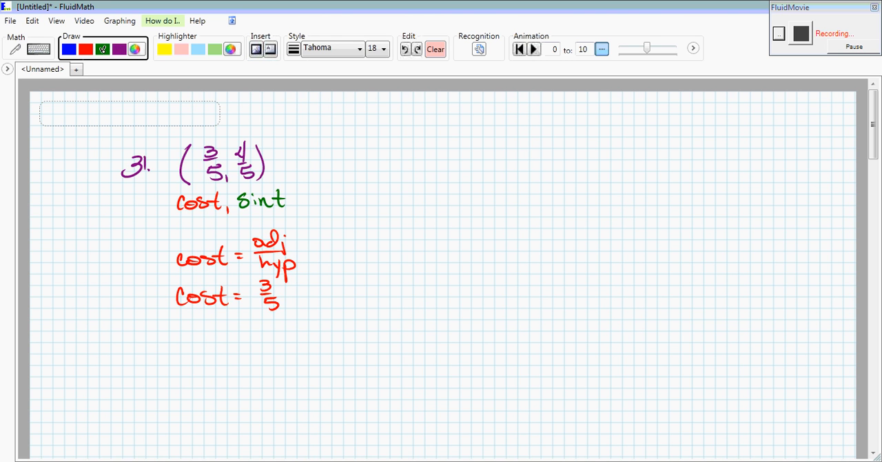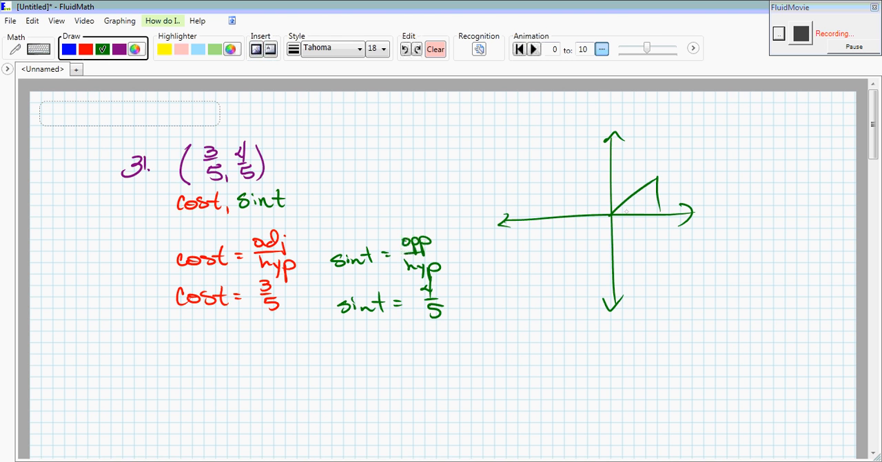Not that we would need to do this necessarily, but the sine of t, we have opposite over hypotenuse. It's equal to 4 over 5. Given that they're both positive, we should know that these are in quadrant 1. Here we have t. This is 5, opposite is 4, adjacent is 3.